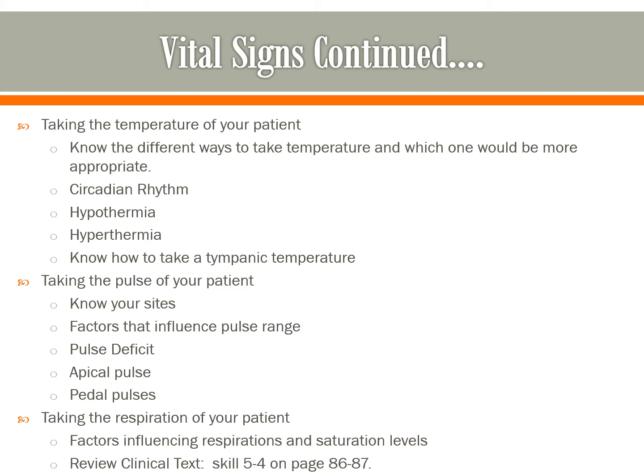And then make sure you review skill 30-1 on measuring body temperature. I'm not sure exactly what page that is, but look up tympanic temperature as well. 30-2 on assessing radial and apical pulses. 30-3 assessing respirations, and 30-4 assessing oxygen saturation.